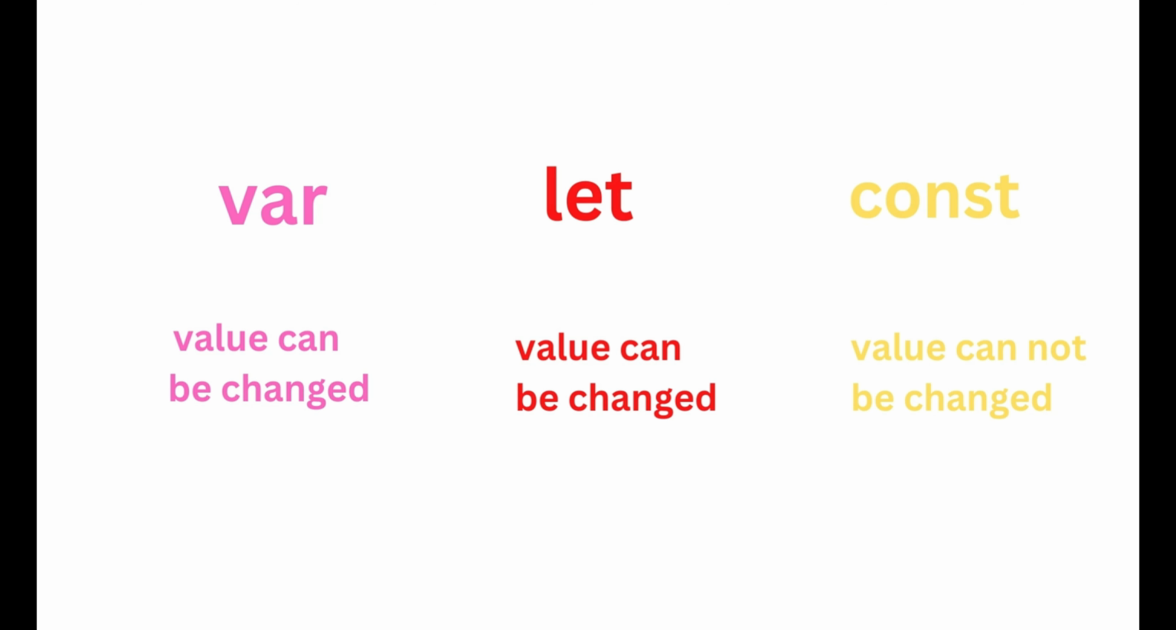Now, what is the difference between these three keywords? There is no big difference between var and let. Let was introduced in modern JavaScript. So if you want your code or the variable to be executed in older versions of browsers, you should use the var keyword. In both var and let, values can be changed, but with the const keyword, once you have assigned a value to that variable, the value cannot be changed afterward.